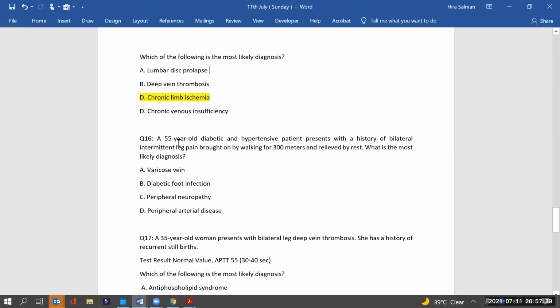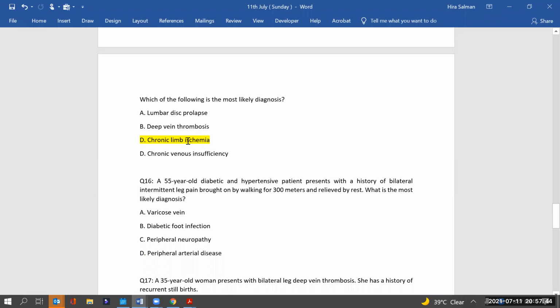Now this question, number 55. Which findings will be there? Sorry, doctor, come again. In chronic venous insufficiency, what findings will be there?